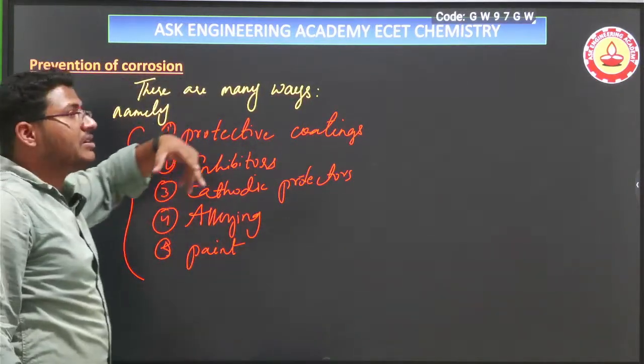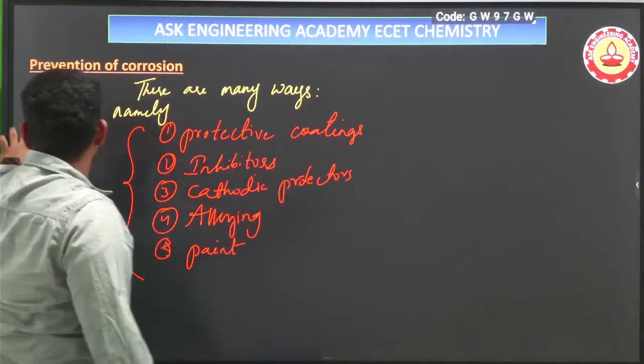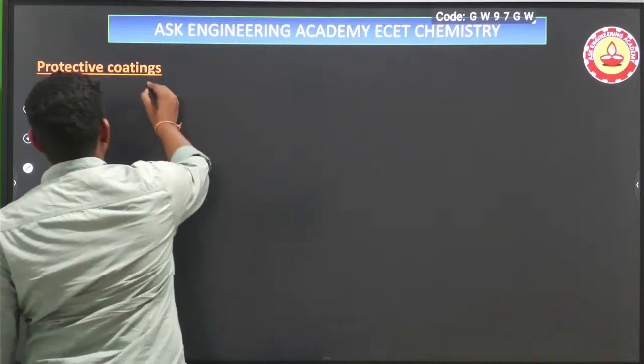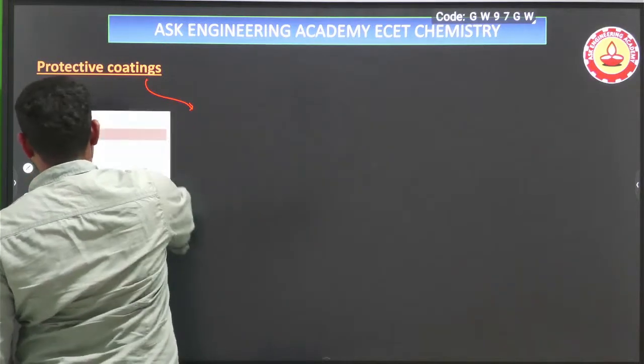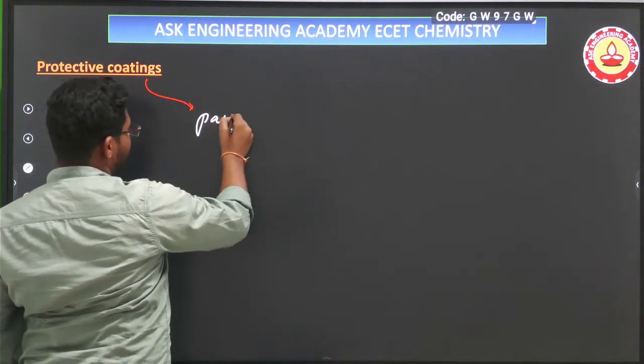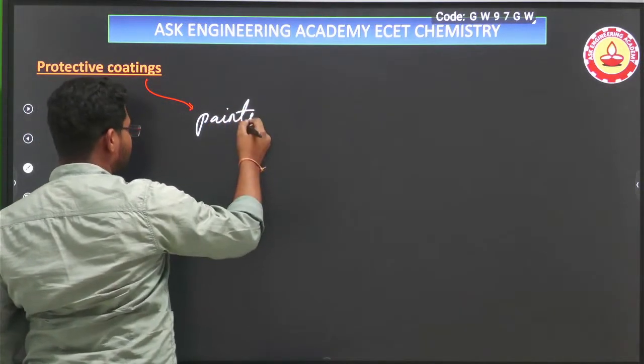How these phenomena are generally employed, now we are going to move on. First, protective coatings. Protective coatings are generally classified into many types. For example, it contains paints. Paints are used as protective coatings to prevent corrosion.